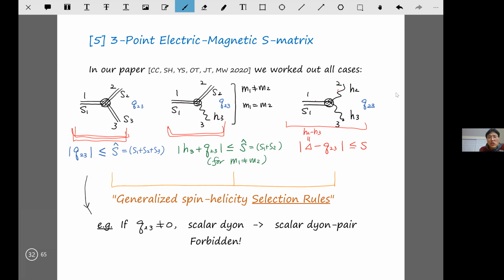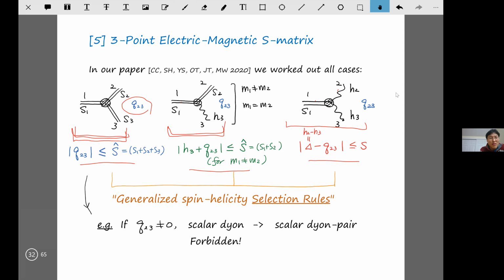For each of the cases, I should say that there are associated rules or constraints on these quantum numbers, helicity, spin, and whatnot. And these are what I call generalized spin helicity selection rules. These are kinematic selection rules. Once you specify quantum numbers of individual particles and also the pairwise helicities, then angular momentum conservation and locality tell us that there is some constraint on the possible choice of quantum numbers.